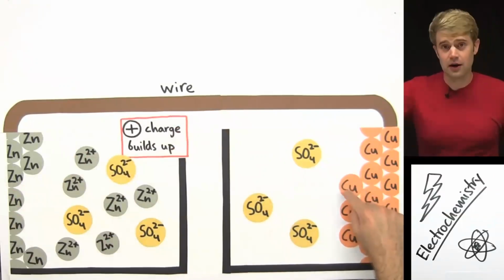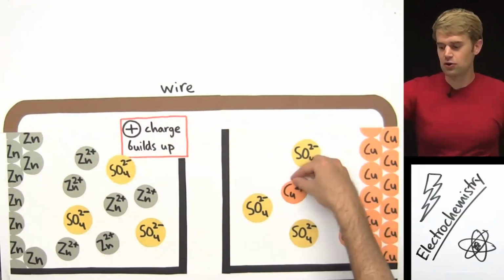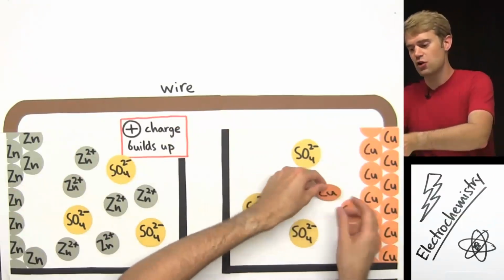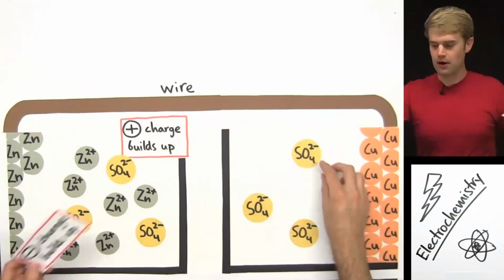And then over here, as the positively charged ions like this lose their charge by gaining electrons and turn into neutrally charged copper.